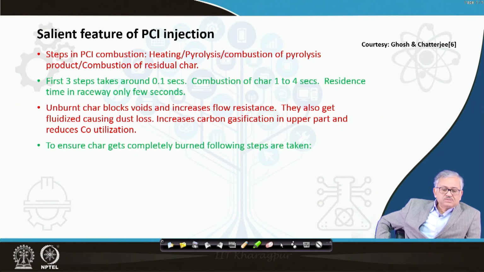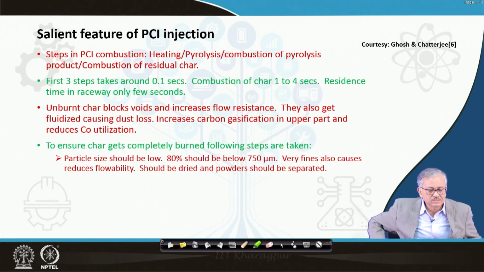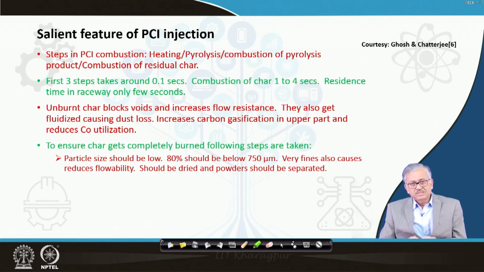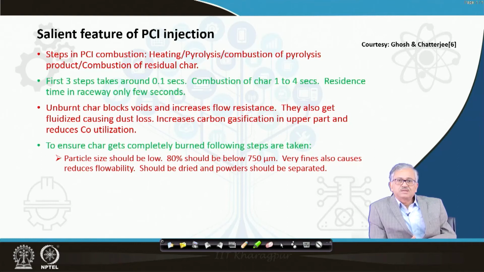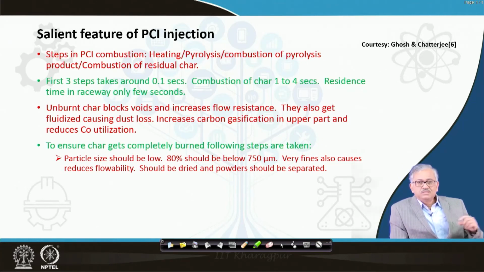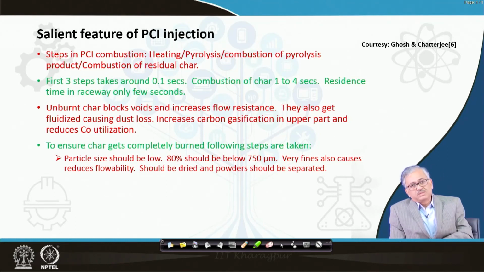Secondly, to ensure char gets completely burned, the following steps are taken. Your aim will be that the char gets completely burned inside the raceway. For that, the particle size should be low, because the lesser the particle size, the more the surface area, and the higher the surface area, the faster the burning. But you cannot have a powdery thing, because then the flowability through the channel will be decreased. So 80% should be below 750 micrometers, such that you have sufficient surface area for burning.